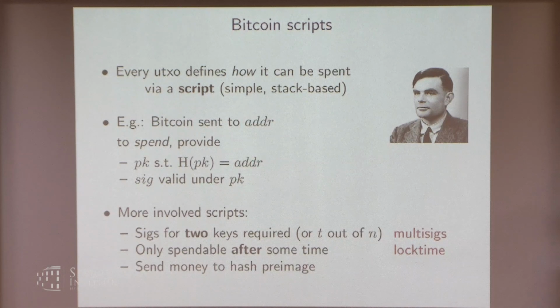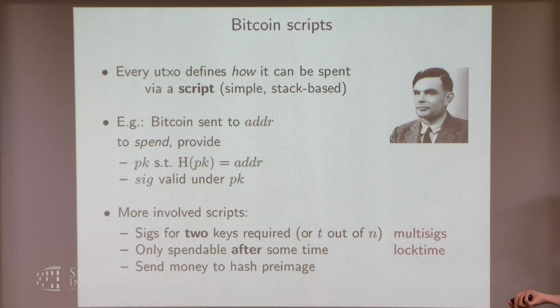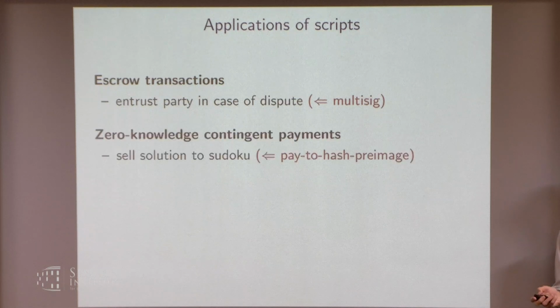Another type of script opcode allows you to create transactions that you can only spend after a certain amount of time has passed. And I guess the simplest kind of transaction is you can put a hash image there and say whoever has a pre-image can spend it. So this would be send money to a hash pre-image. The first one, multi-signatures, allows you to do escrow transactions. You could put the public key of someone you trust in there, and then in case of dispute, that person can side with whatever participant and then execute the payment.